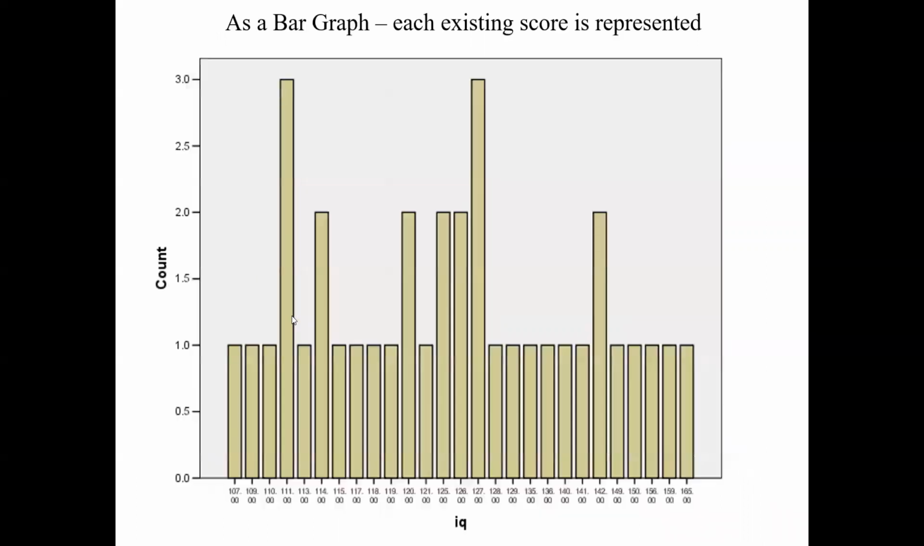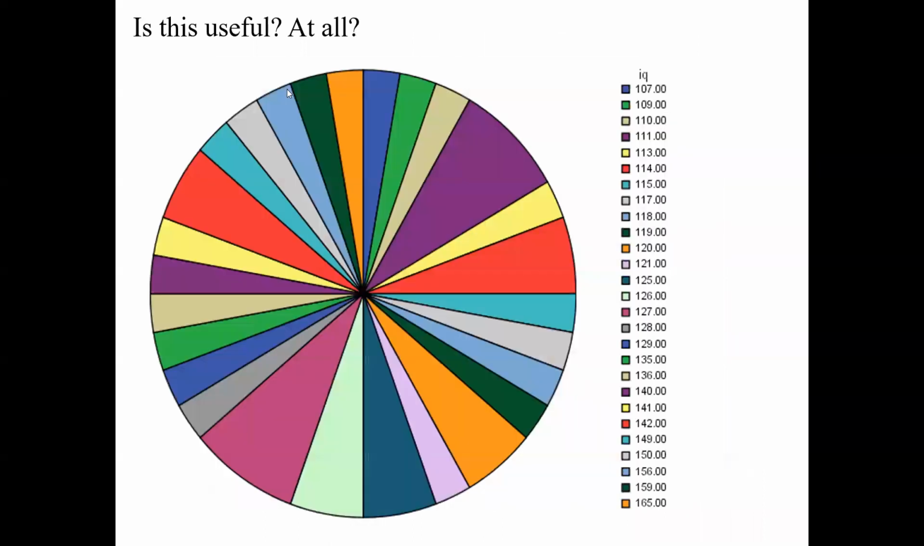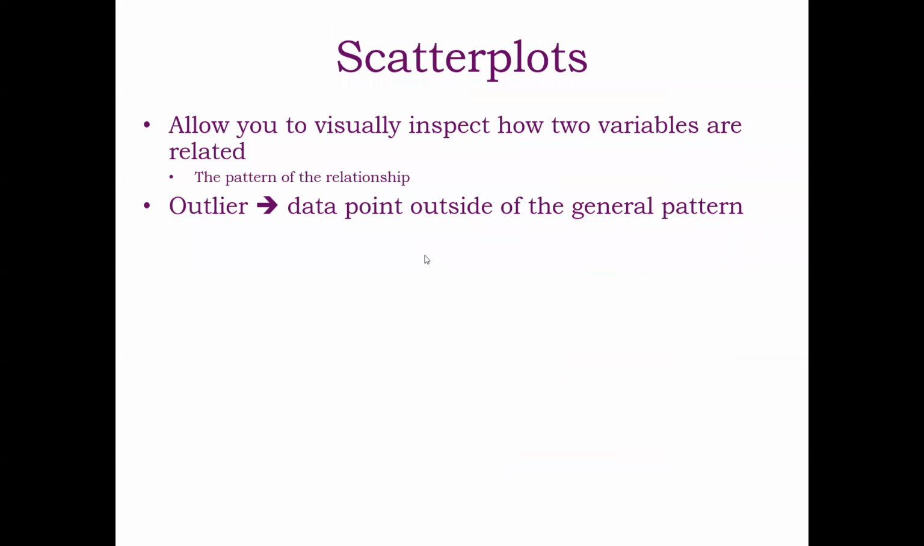Now, if we did this as a bar graph, each score will be shown as a separate bar, okay? Which really doesn't tell us much. It's not very useful, right? If we do it as a pie chart, it's very beautiful, but it doesn't give us much of an idea of what's going on. Okay, so what about relationships?